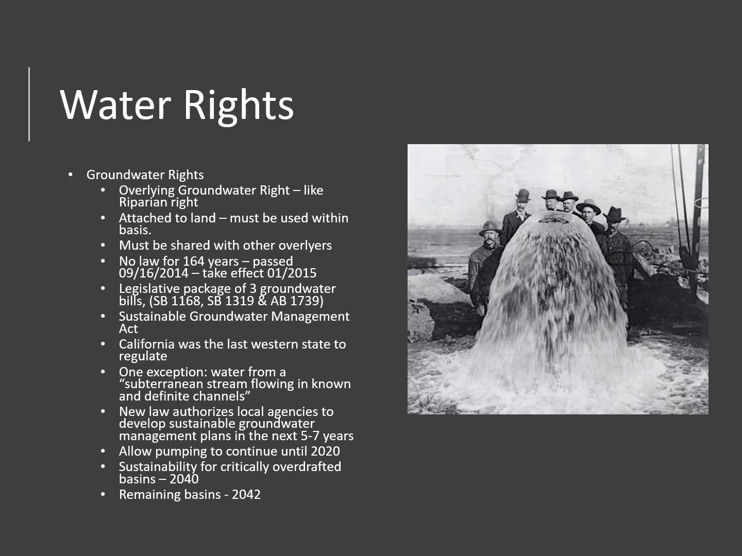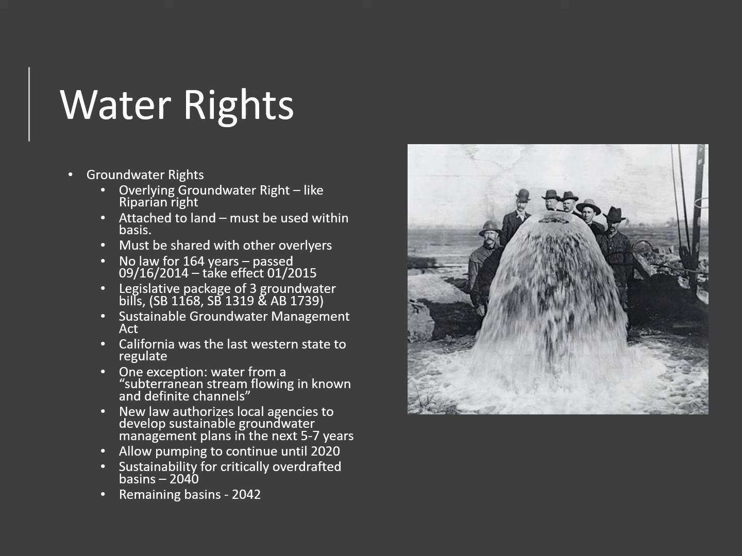The one exception is water from a subterranean stream flowing in known and definite channels. That means there can basically be a river underground. The Santa Ana River is a good example of that. There's a lot of places where it flows entirely underground. That's an exception to groundwater rights. And it requires local agencies to develop sustainable groundwater management plans. That's just coming due in the next few years.